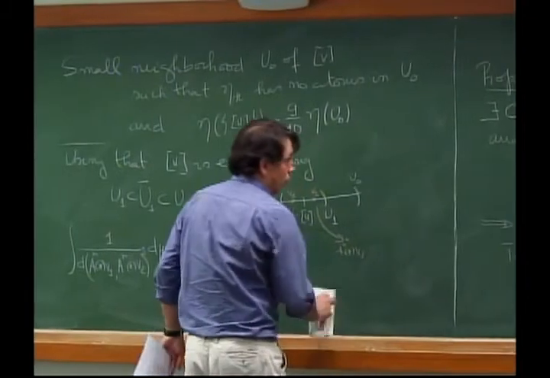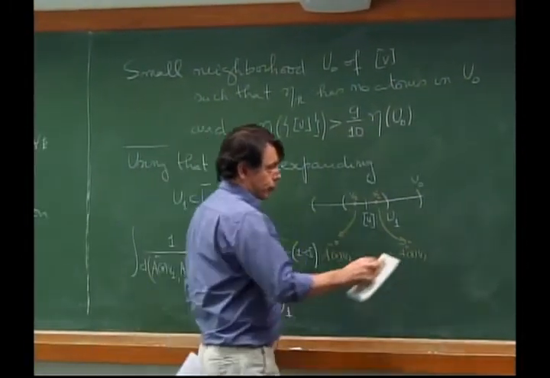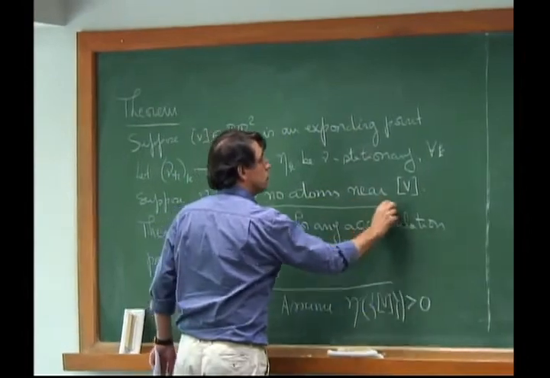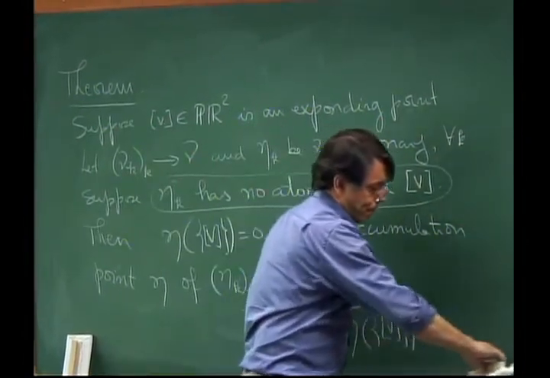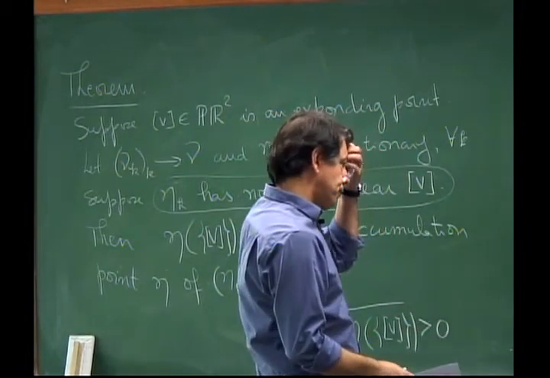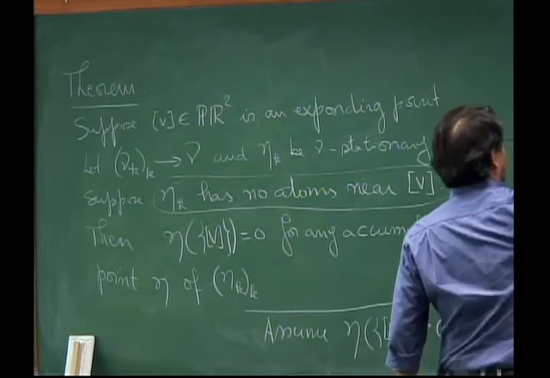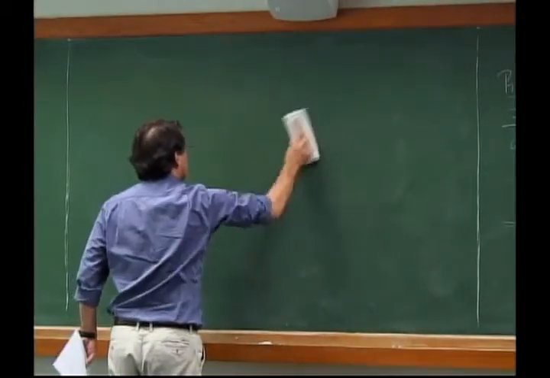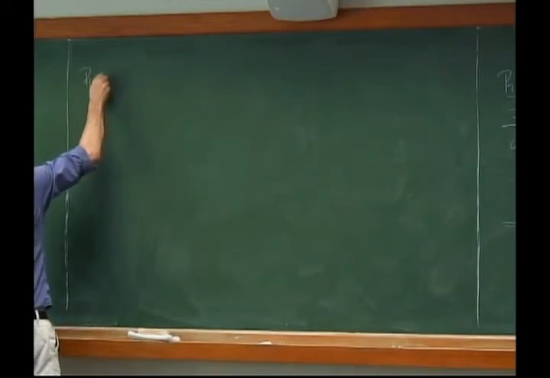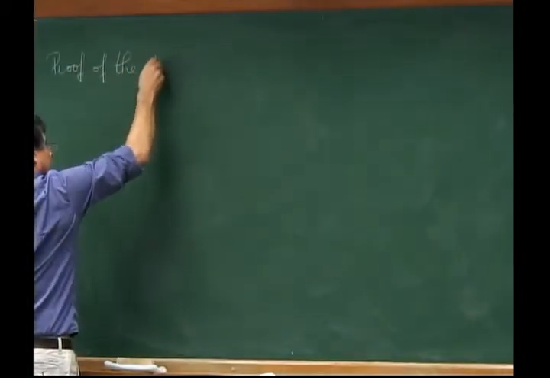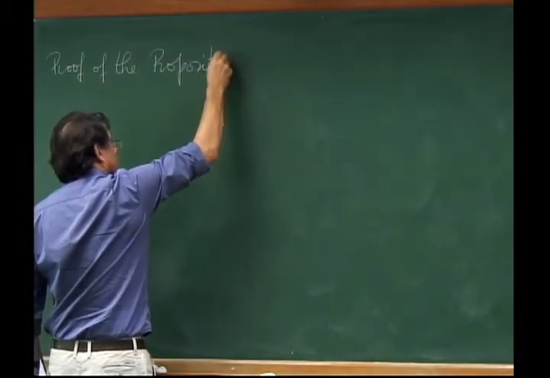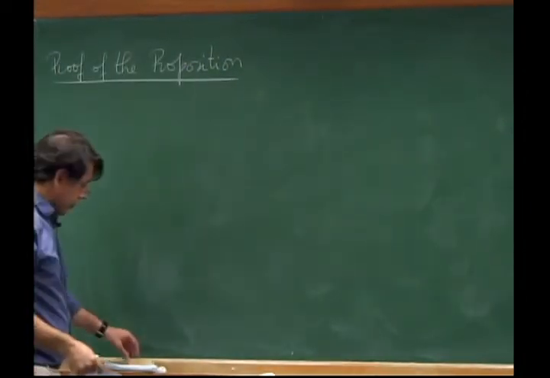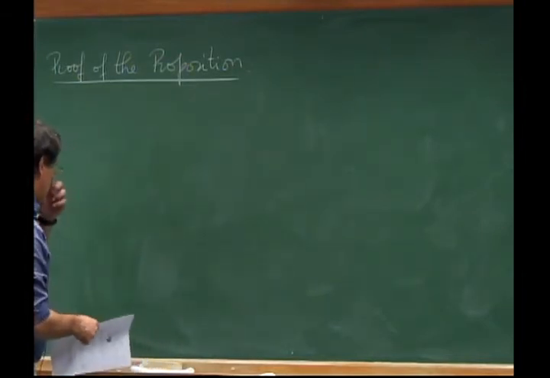So all that is left to do is to prove this proposition and then to explain how we remove this assumption. So, to prove the proposition, the first step is very natural. That's what I did last time. I'm going to repeat it here.